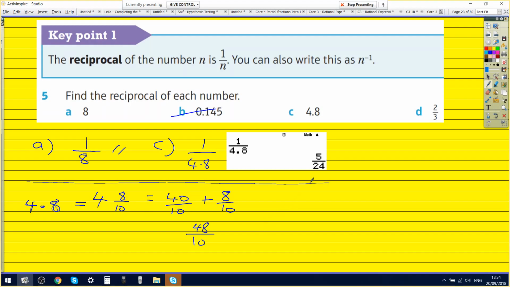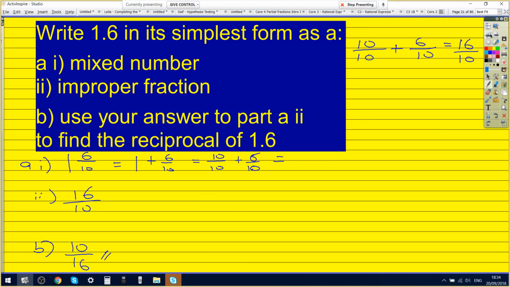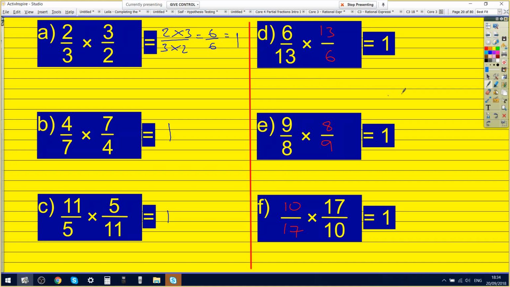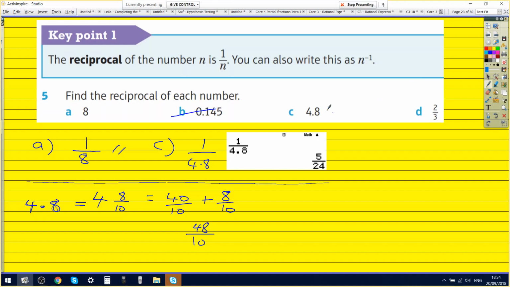So reciprocal, it's similar to these ones on the right. It's the reciprocal of a fraction. So the reciprocal of 48 over 10? 10 over 48. Yeah. And if you half the top and bottom, what do you get? So half of 10, half of 48, what would you get? 5 over 24. Yeah, and that's what the calculator said.